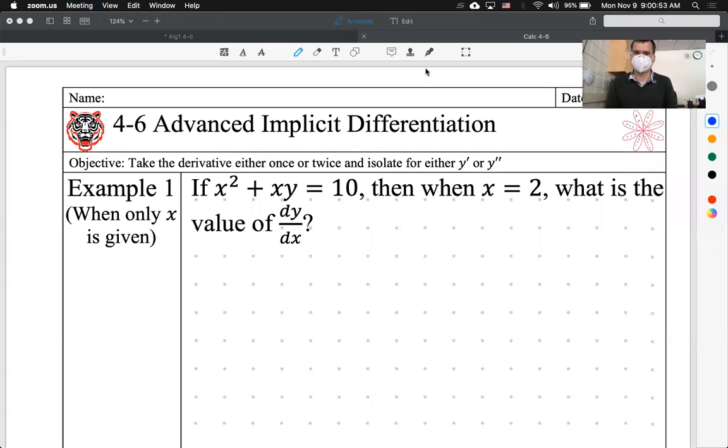All right, AP Calculus Lesson 4-6, Advanced Implicit Differentiation. We're taking the second derivative today.